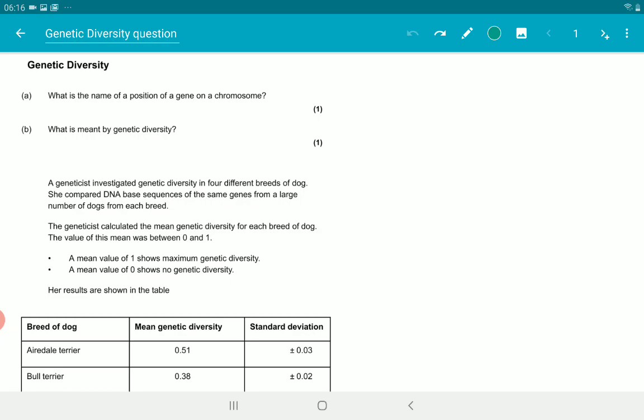So, what is the name of a position of a gene on a chromosome? That would be a locus.